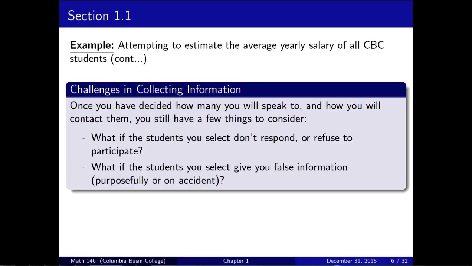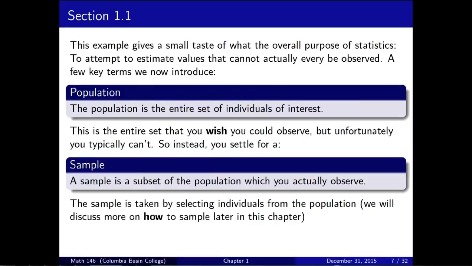So in this small example, we're trying really hard to answer the question, what's the average salary of all CBC students? It can't actually be answered. But this is what we're going to be trying to do in statistics: estimate values that we can't actually ever observe.